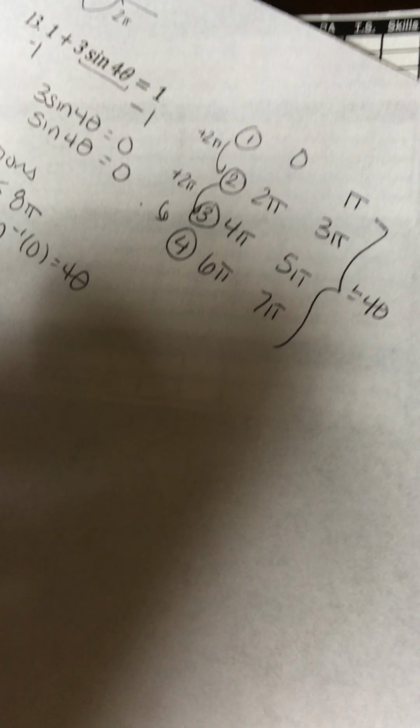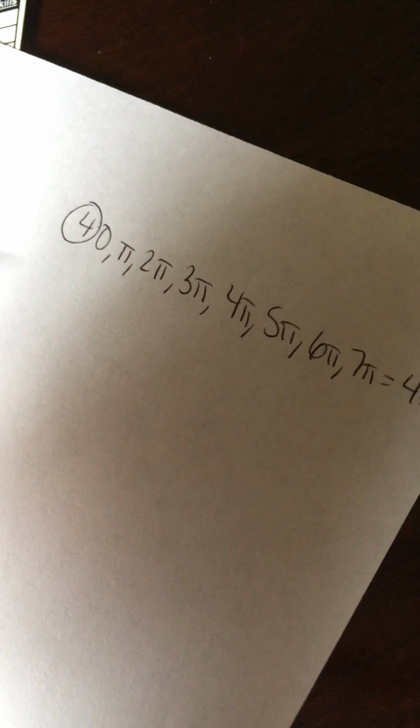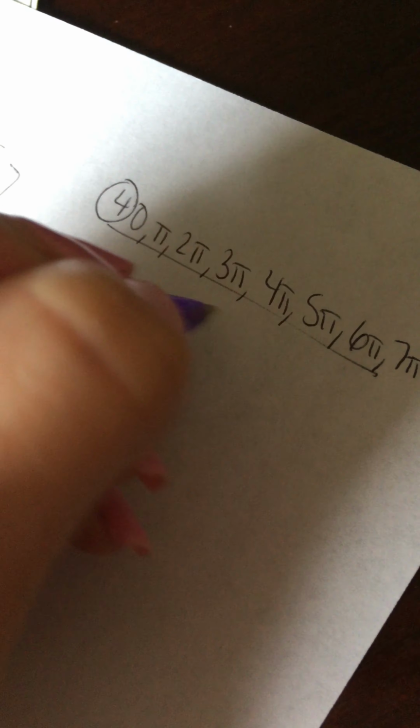All right, so all of this is equal to 4 theta. All of those answers are between 0 and 8 pi, so we're in good shape. Okay, so final step, we're going to set all these equal to 4 theta and solve for theta. So 0, pi, 2 pi, 3 pi, 4 pi, 5 pi, 6 pi, and 7 pi is equal to 4 theta. Looks great. Divide everything by 4.